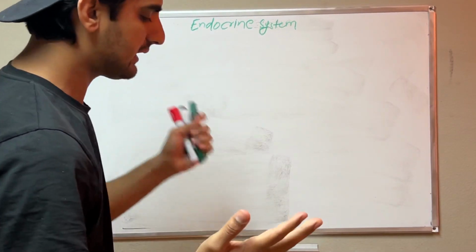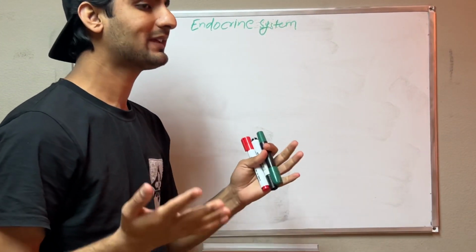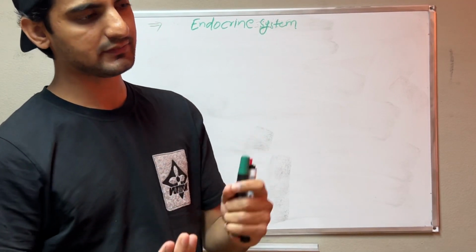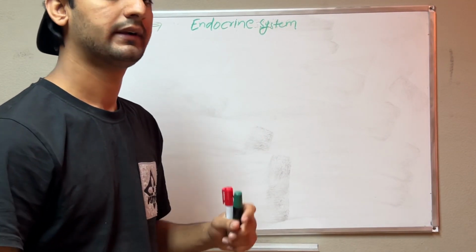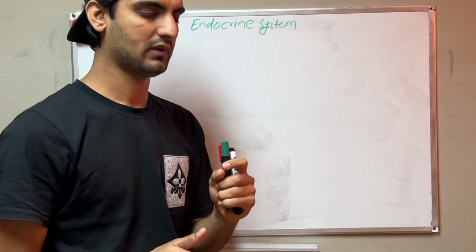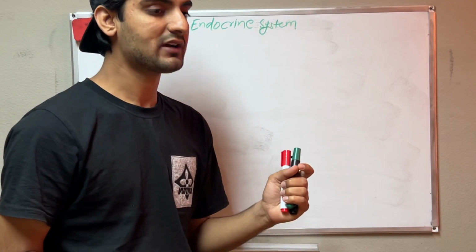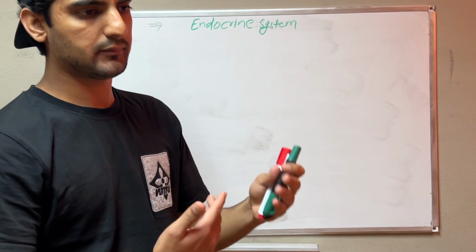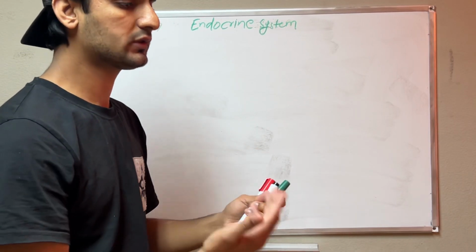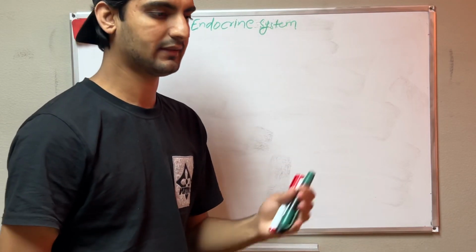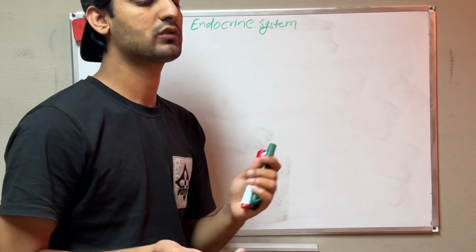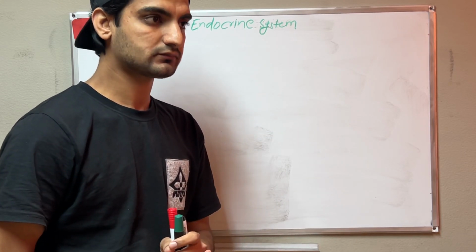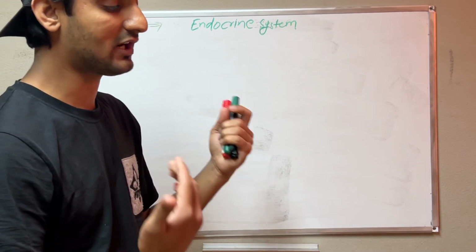Okay, what is the endocrine system? The endocrine system is the system made of glands which release hormones directly into the bloodstream, and its function is to regulate metabolism, growth, and reproduction, etc. Okay, this is called the endocrine system. In the endocrine system we have the major glands which release hormones.